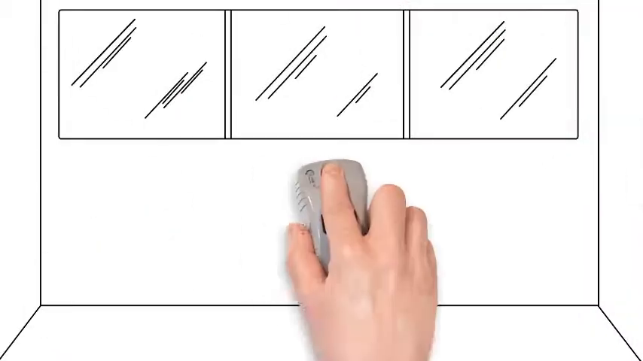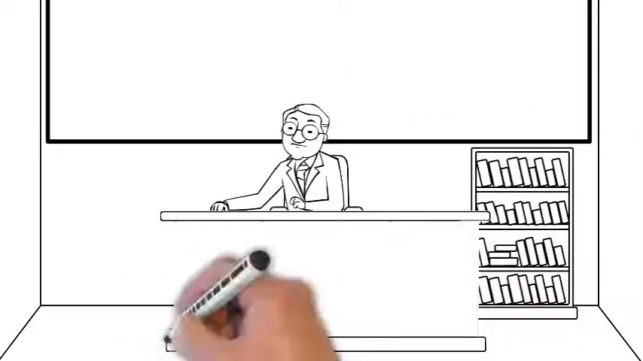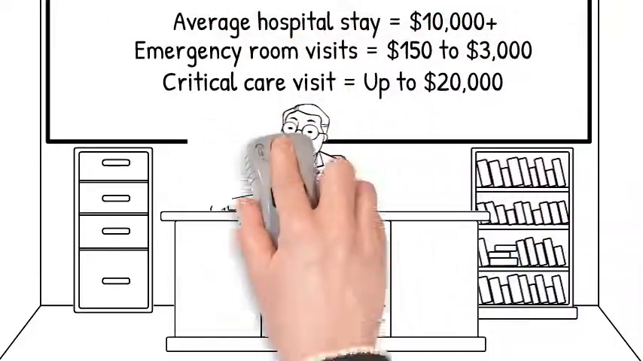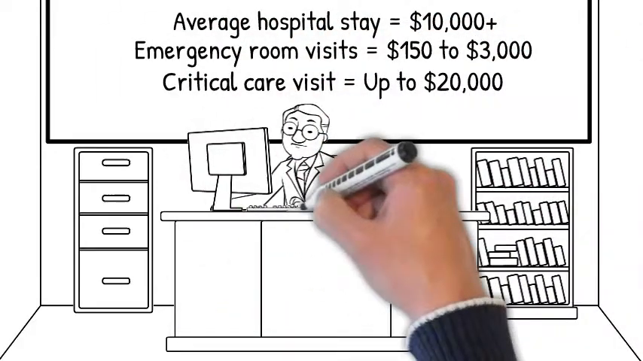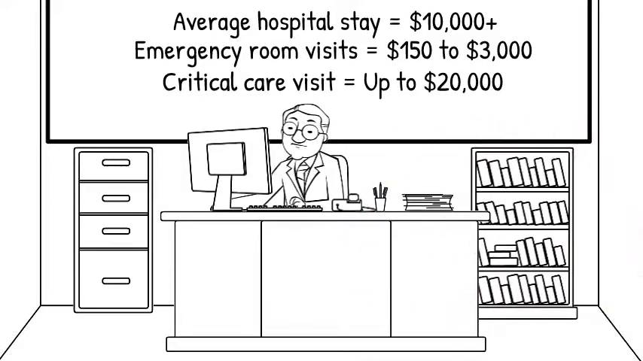The average hospital stay costs over $10,000, and as you can imagine, depending on the situation, it could be much more than that. The cost of emergency room visits vary widely upon the circumstances, but average between $150 to $3,000, and sometimes as high as $20,000 for critical care situations.